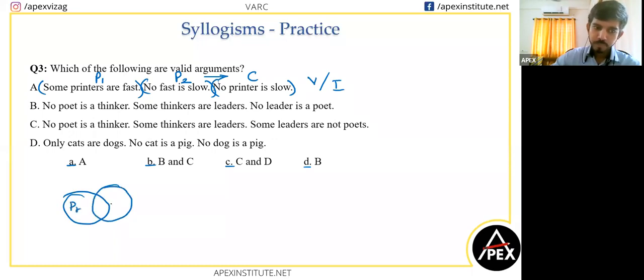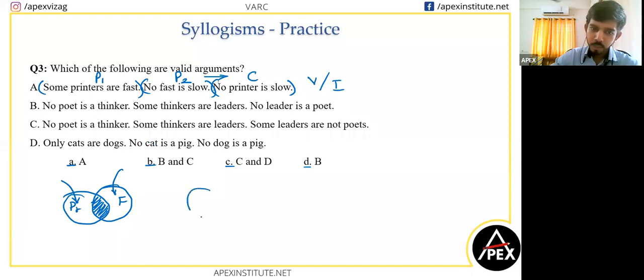Some printers are fast. And those printers which are fast are here. Some printers are not fast. They are these. And some fast may not be printers. So you may have fast other things. You can have fast trains, you can have fast fans, anything else. Right? So some printers are fast. That's all we know. And no fast is slow.